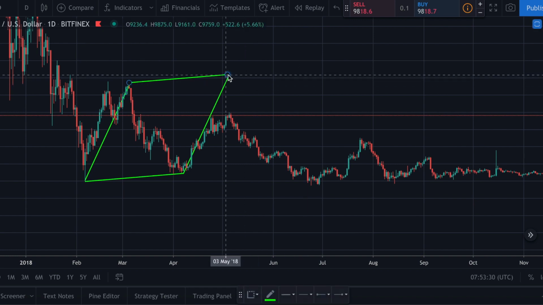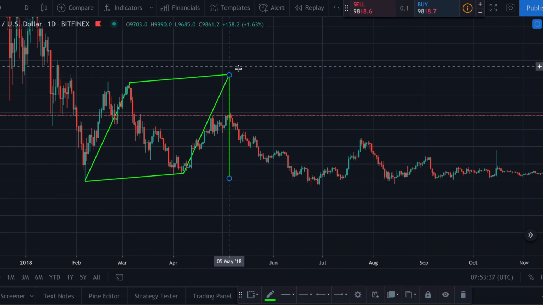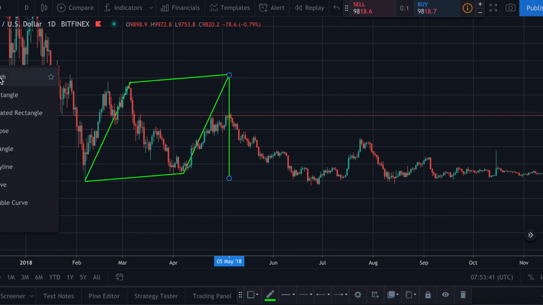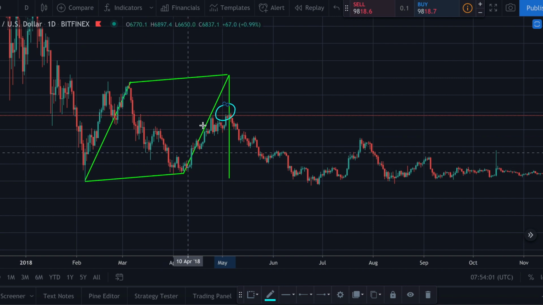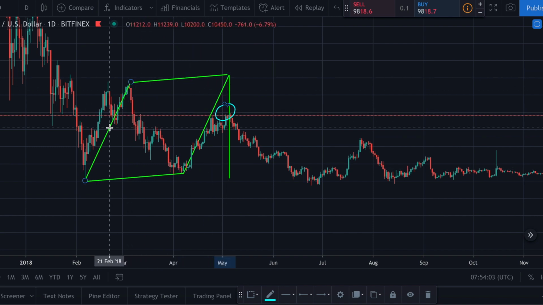And if I'm now drawing a vertical line from the top of the square right here till the bottom, then we can see that at the end of the square right here, we have predicted the next top right there, exactly to the day approximately. So this is quite interesting. So that confirms the validity of this geometrical shape.